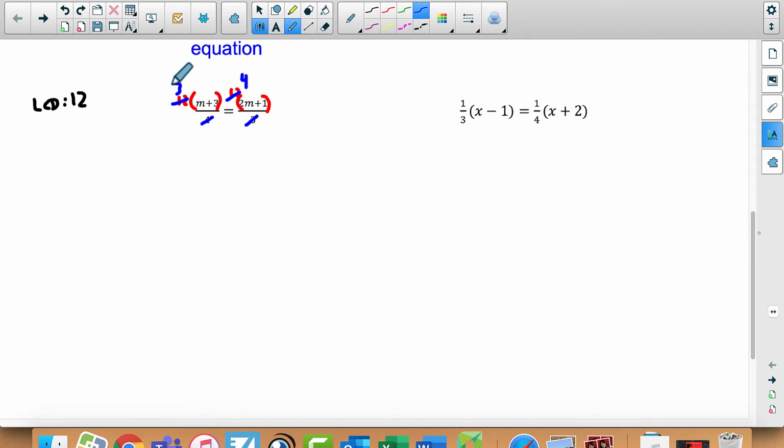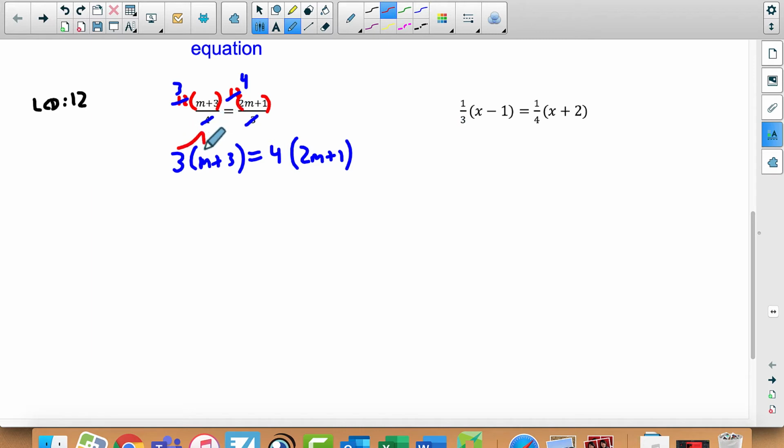Now, you see, this 3 is multiplying the whole thing on top. So this is why you now need to do the distributive property. What you now have is 3 times m plus 3. And on the other side, you have 4, multiplied by this whole thing, 2m plus 1. Great. So we've gotten rid of our fractions, which is nice, but we still have brackets.